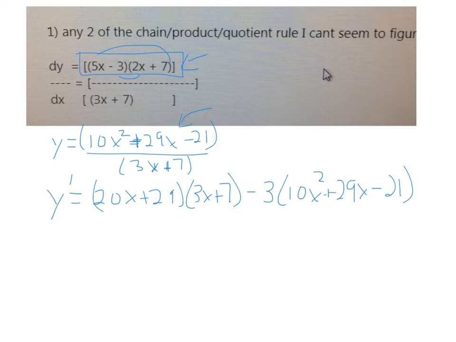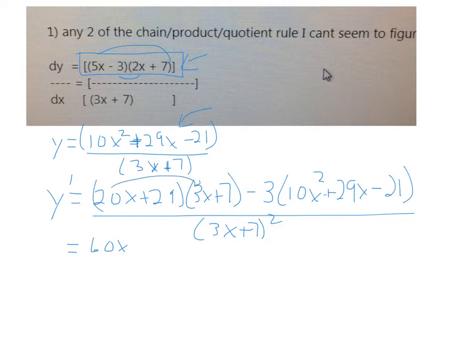And then that whole thing goes over 3x plus 7 squared. So it's all over but the simplifying, and I'm not sure exactly how much simplifying you're required to do in your course, but if you were to multiply out these binomials using FOIL, then we would have 60x squared, 140x plus 63x, so that'll give us plus 203x.